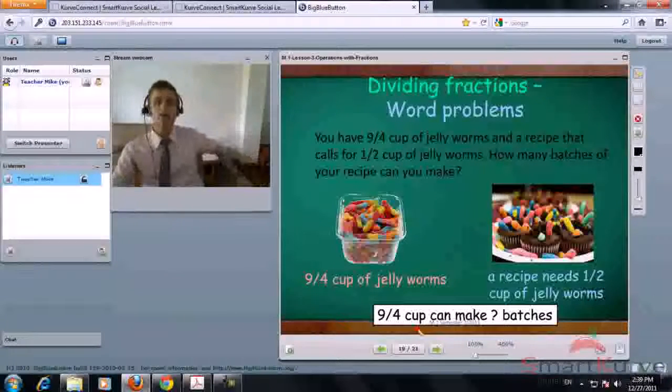You have 9/4 cup of jelly worms and a recipe that calls for half a cup of jelly worms. How many batches of your recipe can you make? So you have 9/4 cups and a recipe needs half a cup. How many batches?